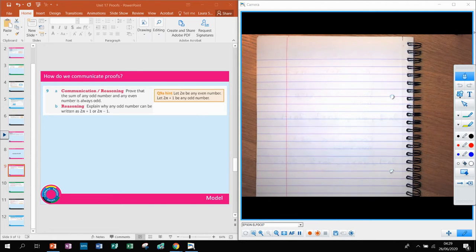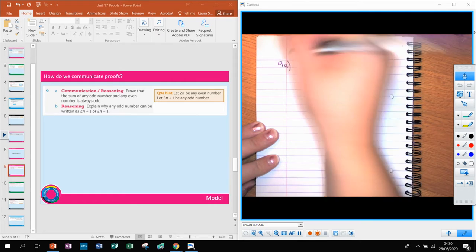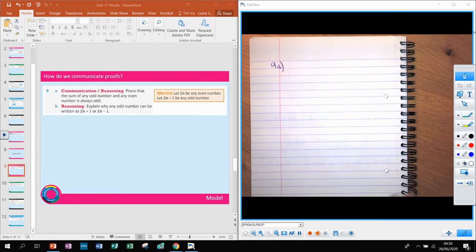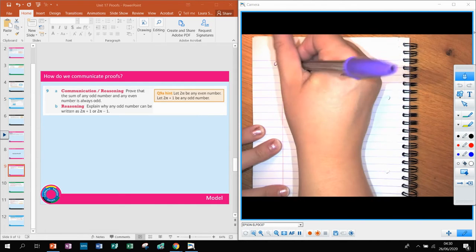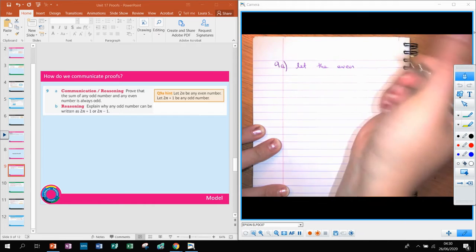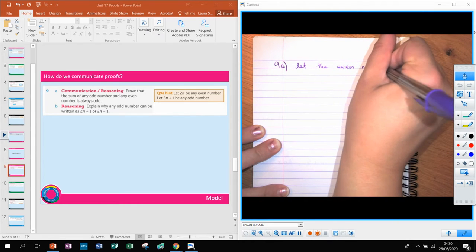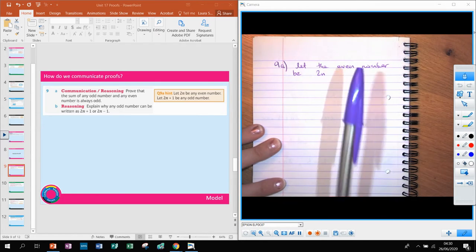They haven't said that they're consecutive. So I'm going to have a think about what I use to do this. Okay? When you have two different numbers in a proof, you have to use different letters. So I'm going to let the even number be 2n, because that's general. That could be anything.